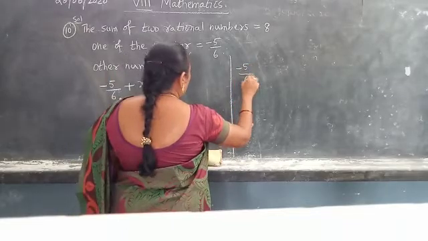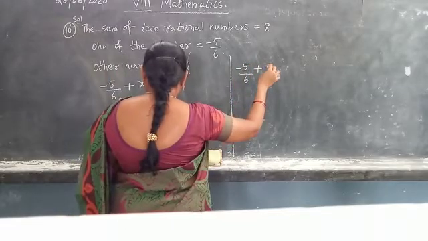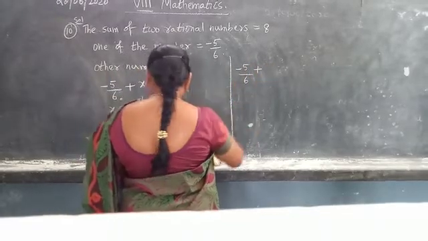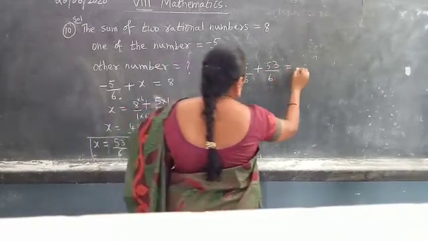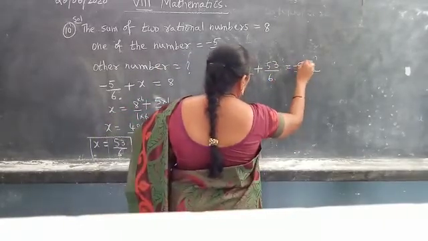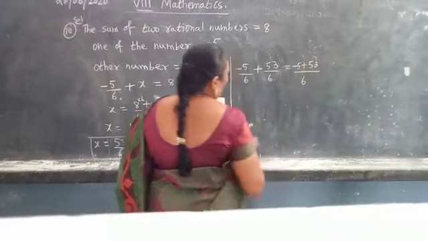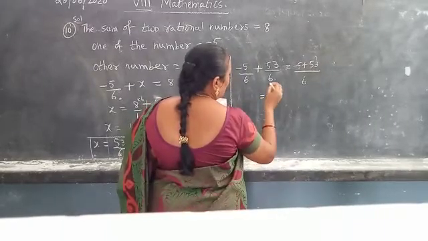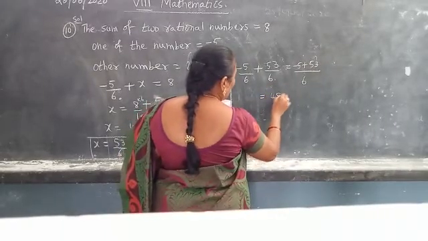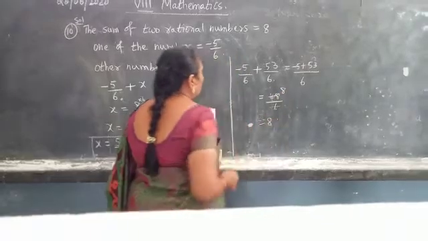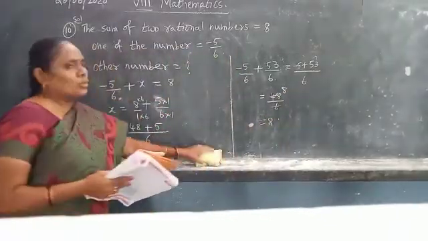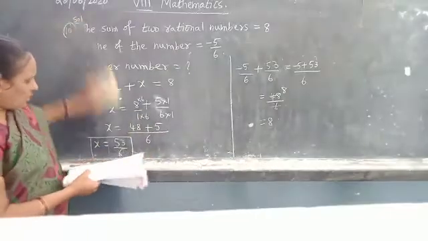Minus 5 by 6 plus x. What x did you get? That is 53 by 6. That is equal to, LCM is 6, minus 5 plus 53. What is minus 5 plus 53? That is 53 minus 5, which is 48. 48 by 6, 6 8s are 48. Therefore it is equal to 8, the sum of the two numbers.